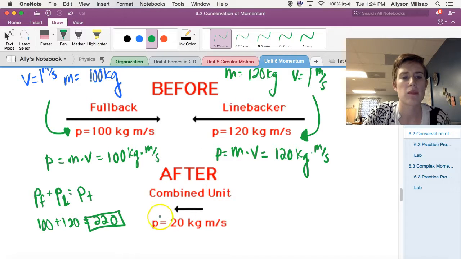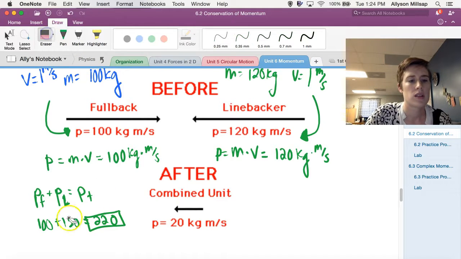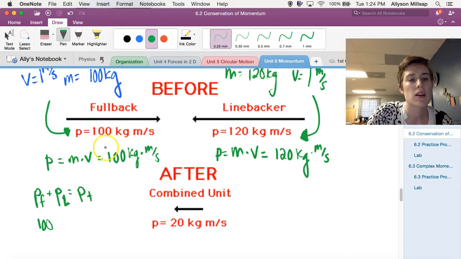So we want to find out what happens after they combine. Hold on, I actually made a mistake. I don't know if you noticed this, but the fullback has a momentum in a positive direction. The linebacker has momentum in the negative direction because it's moving to the negative place here. So momentum is a vector. The velocity of the linebacker was negative, so it ends up with a negative momentum.